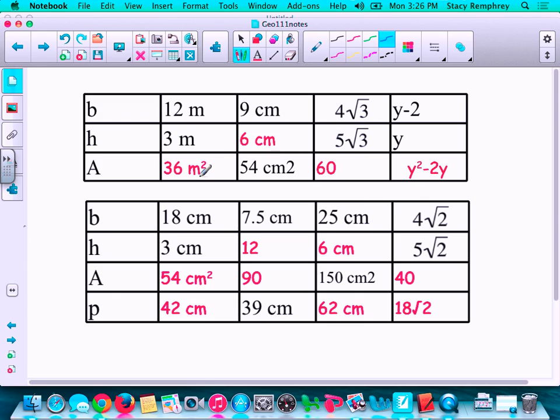I multiplied 12 times 3. I did 54 divided by 9 to get 6. 4 times 5 is 20. Root 3 times root 3 is 3. I think you get the idea here of what you needed to do to get your answers. But if you do have any questions, please, you can email me and ask me the question, or see me in class and ask the question if you're not exactly sure where a number came from. But I feel pretty confident that you knew how to do these.